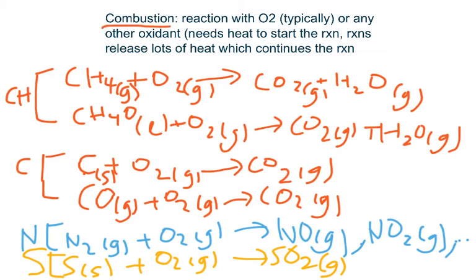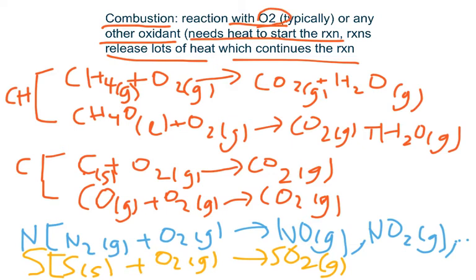Combustion is a reaction of a substance with oxygen gas, typically, or any other oxidant, and these reactions need heat to start, but once they start to react, these reactions release a lot of heat, and this heat provides the energy needed for the reaction to continue. So it is a self-sustaining reaction, meaning that once you start it, it will keep on going and going until your fuel or whatever is reacting with the oxygen runs out.